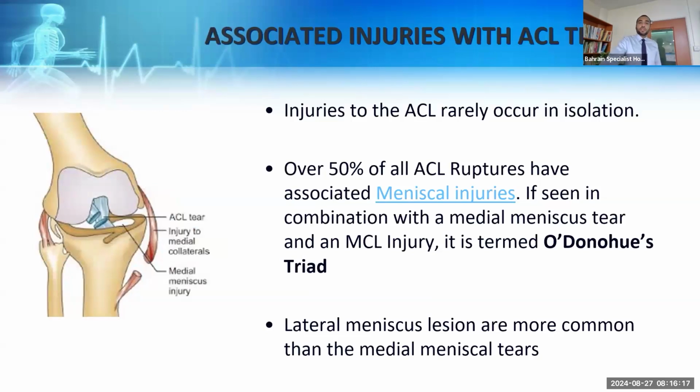Associated injuries with the anterior cruciate ligament tear. The injury most commonly associated is the lateral meniscal tear. However, there may be a medial meniscal tear along with an MCL injury. When all these three injuries are present, it is called O'Donoghue's triad.